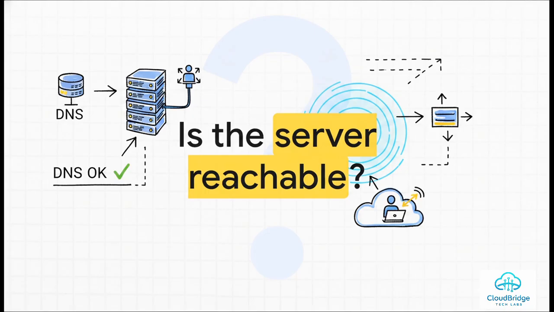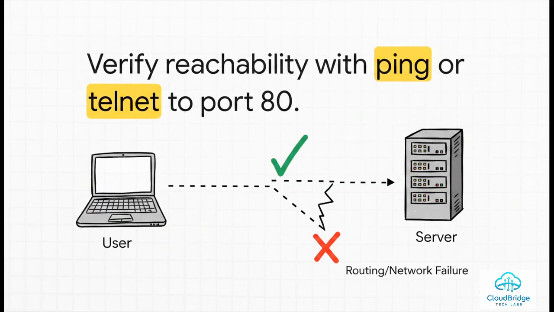We need to ask, is the server itself actually reachable on the network? That brings us to Step 2, checking server reachability. Your go-to tech detective tools here are basic network connectivity commands. You just ping the server's IP to see if it's alive, or you can telnet into the IP on port 80 to see if it accepts a basic connection. If that ping fails, you're likely looking at a routing or broader network issue.